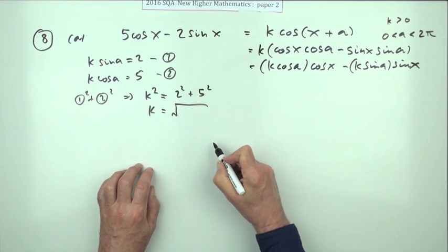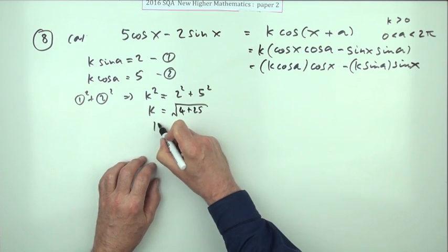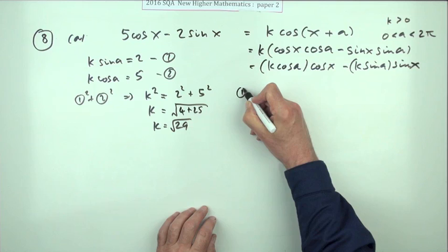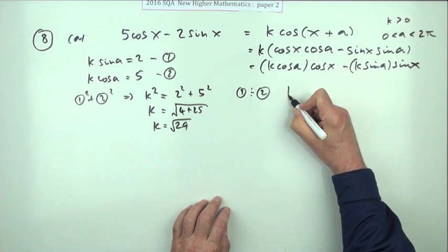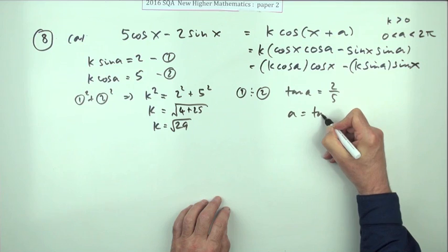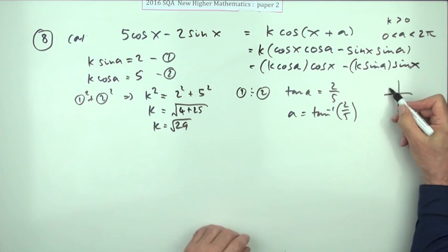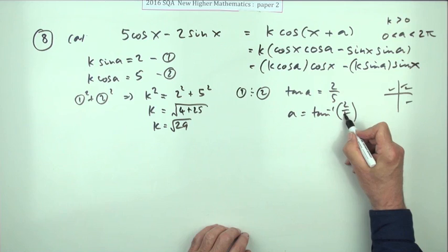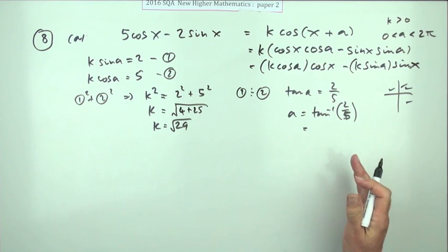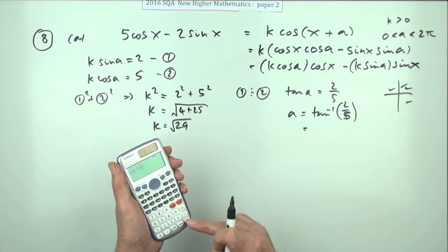So that k is going to be the square root of 4 plus 25, so that k is going to be the square root of 29. Well, and then if you do 1 divided by 2, you'll have tan of A equals 2/5. So the angle will be the inverse tan of 2/5. But the sine is positive, the cosine is positive, so it is in fact in the first quadrant. So whatever your calculator gives you will be the answer, but it is in radians. So just set your calculator radians and do it.